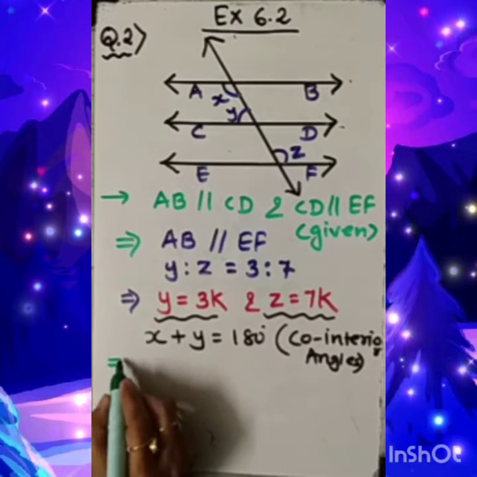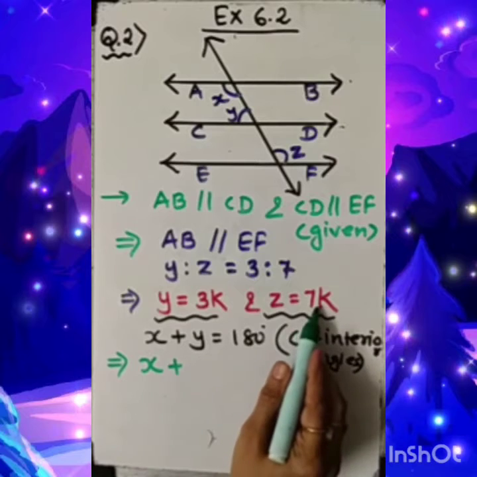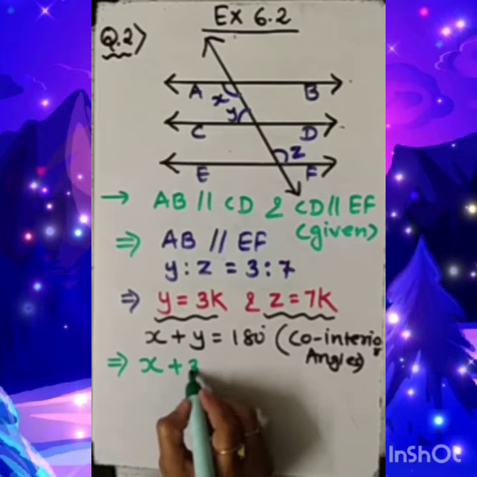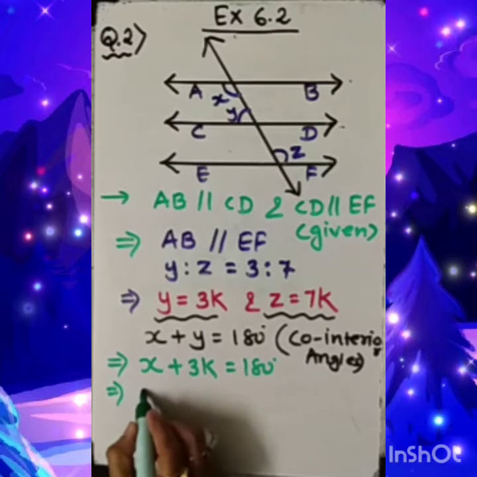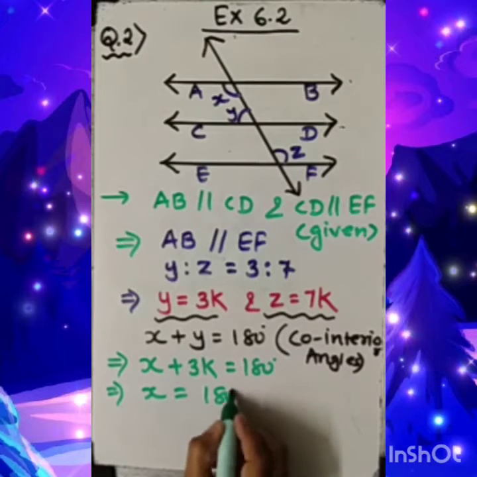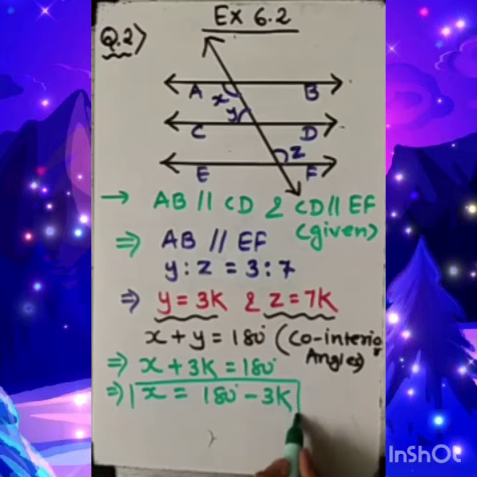So, let's substitute the value. X we do not know, let it be as it is. But y we are having, that is 3k. So x plus 3k equal to 180 degrees. Therefore, what is x? It will be 180 minus 3k. This is a very important result with us. Okay. Now, my dear student, let's set the relationship.